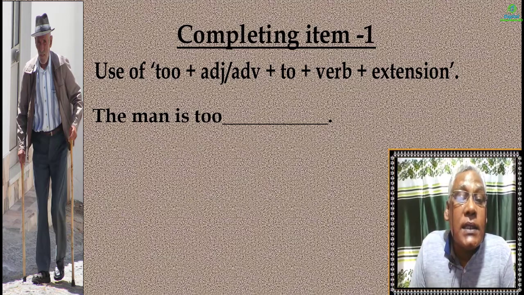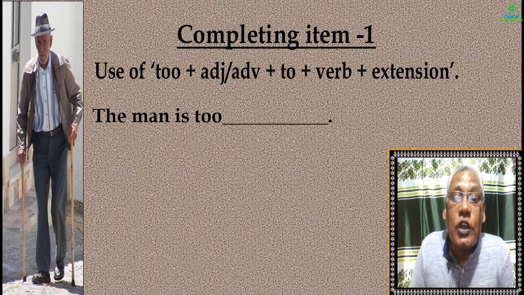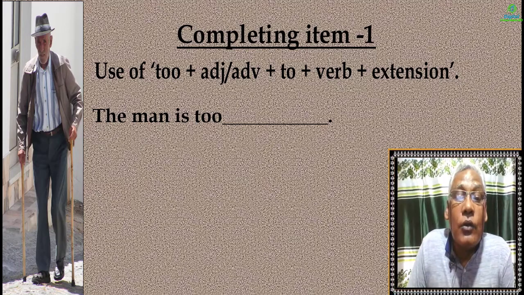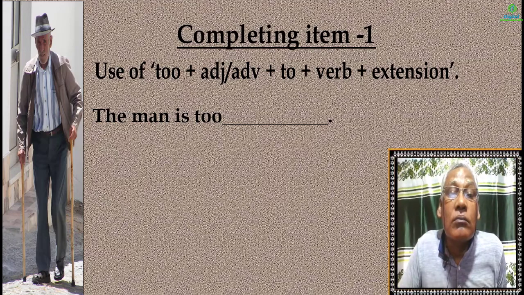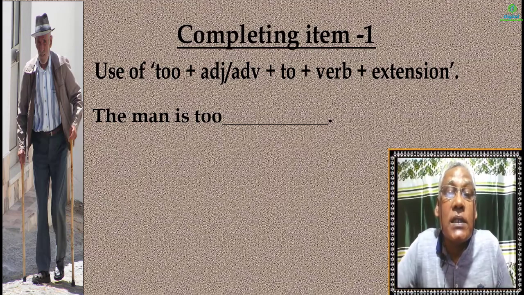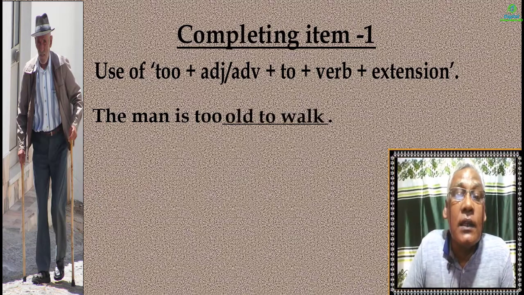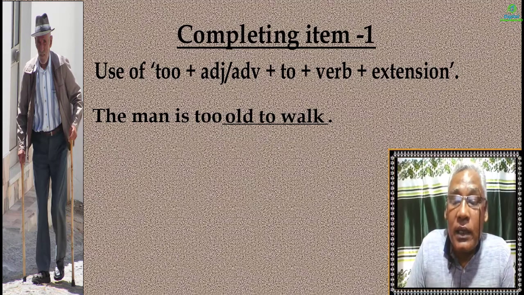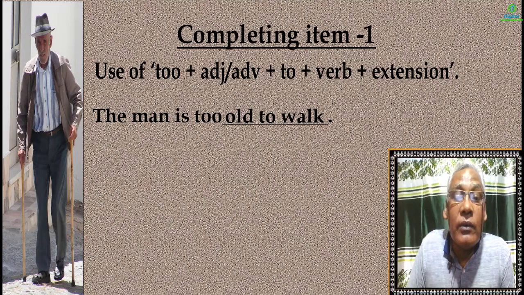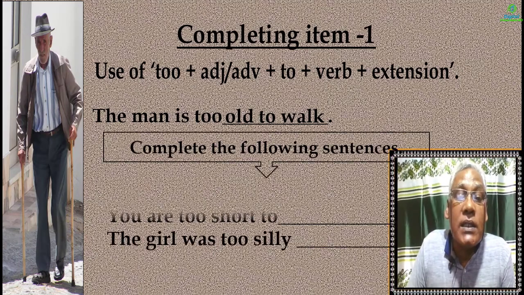Look at the sentence. The man is too ... So, what would be the sentence completion? How can we complete it? We can complete the sentence using this structure: too plus adjective or adverb plus to plus verb plus extension. So, the man is too old to work. The man is too old to work. Is it clear to you? This is called sentence completion.